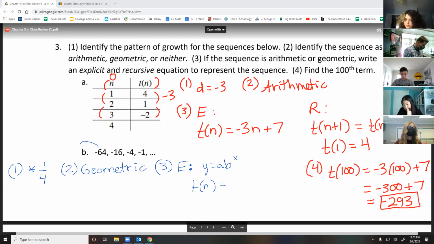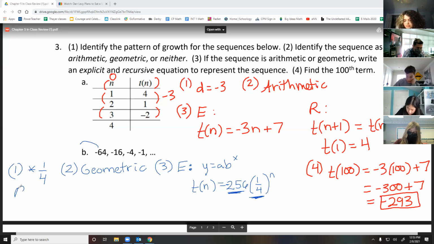So what would that come out to be? 64 times 4. That's 256. So that's your 0th term. Times your multiplier. Yep, sneak our negative sign in there. Times our multiplier of 1/4 to the power of n. So that is your explicit equation right there. It's your 0th term, your multiplier to the power of n every time.